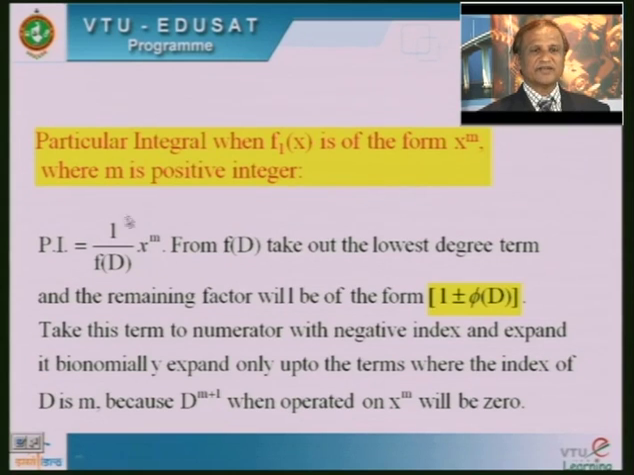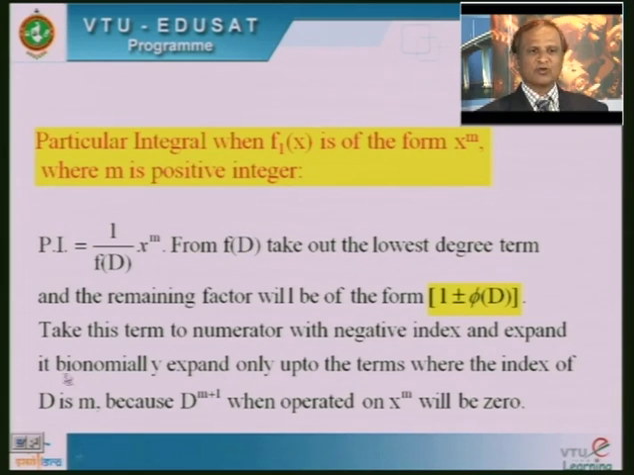So, what about the third derivative of x square? The third derivative of x square becomes 0, because the derivative of x square is 2x. If I differentiate 2x one more time, I will get 2. If I differentiate 2 one more time, it becomes 0. So, that is why the method says that D raised to m plus 1, when operated on x raised to m, becomes 0. It means the third derivative of x to the power 2 becomes 0, or in general D to the power m plus 1 operated on this function becomes 0. Is it clear? That is why we want to expand up to D to the power m.